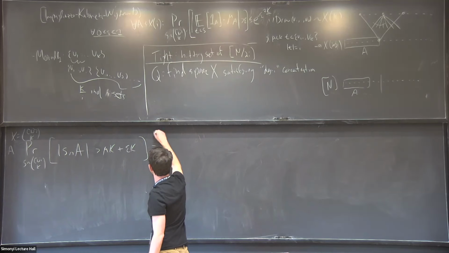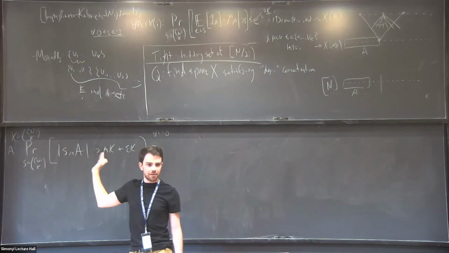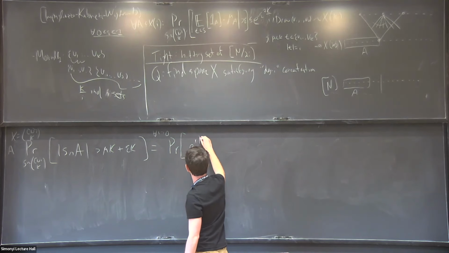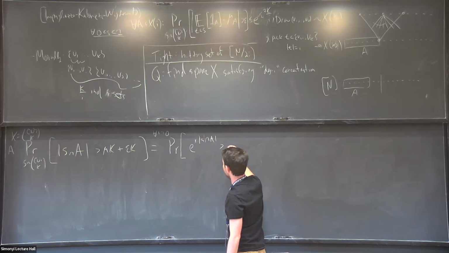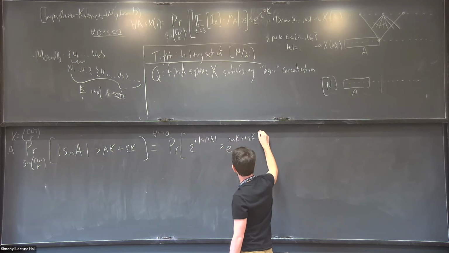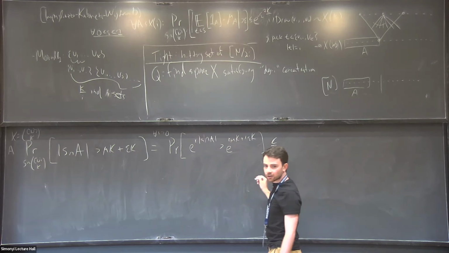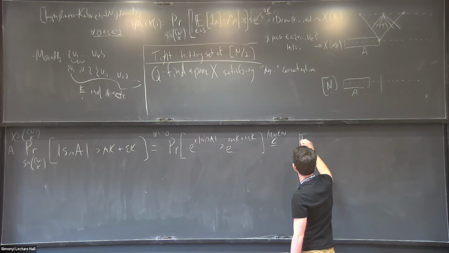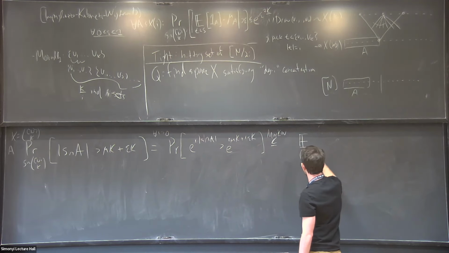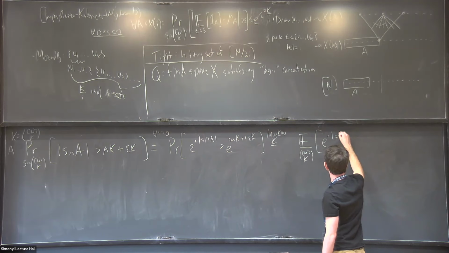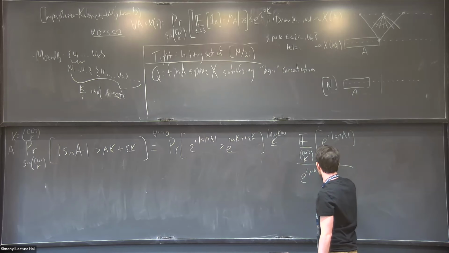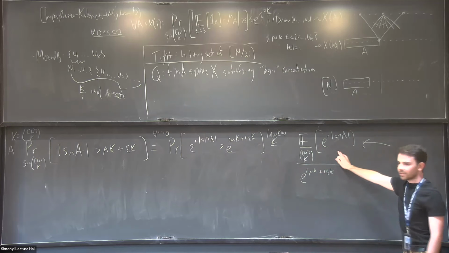You say that for all r greater than 0, the proof is exponentiate and then apply Markov. So this is equal to the probability that e to the r times |S intersect A| is greater than e to the r mu k plus r epsilon k. And now I'm going to apply Markov, and this will say that this is at most the expectation over S drawn from n choose k of e to the r |S ∩ A| divided by e to the r mu k plus r epsilon k. But now the point is that we want to bound this upper expectation.